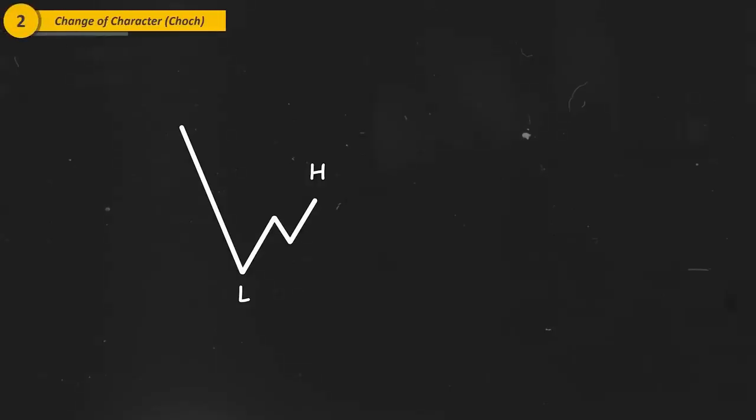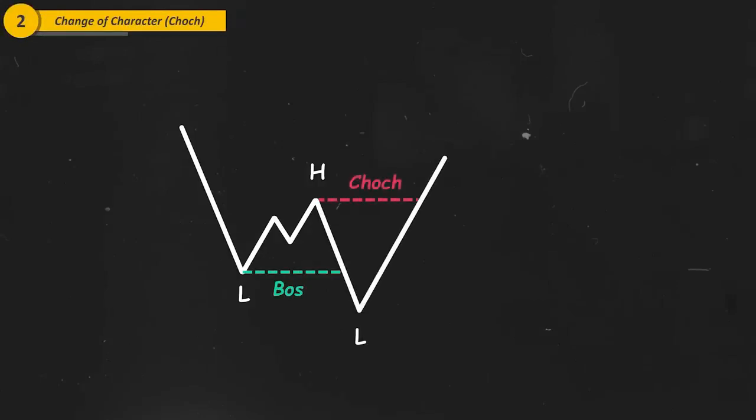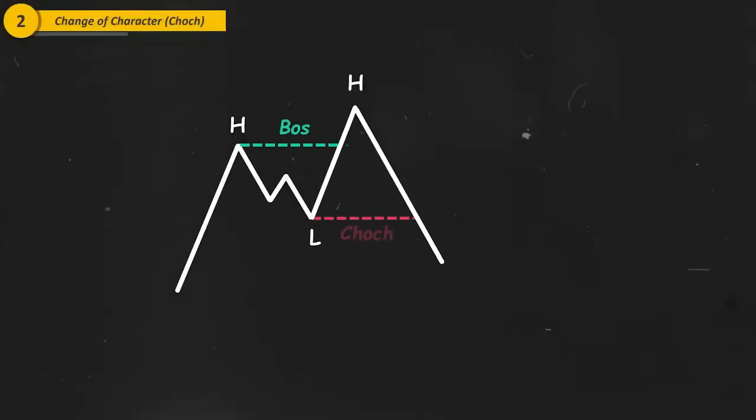Next, we have the change of character or CHoCH labels. A typical bullish CHoCH happens when the price first breaks a recent low, creating a bearish BOS, and then immediately breaks the swing high leading to that BOS. This forms a regular CHoCH and can indicate a possible reversal to the upside. Similarly, a bearish CHoCH occurs when the price first breaks a recent high, creating a bullish BOS, and then quickly breaks the swing low that led to that BOS. This signals a potential reversal to the downside.